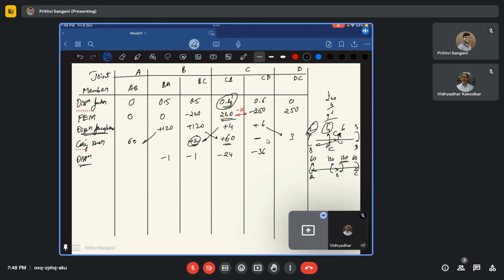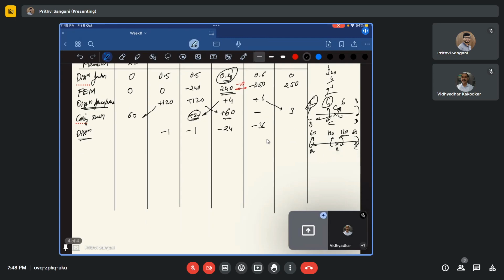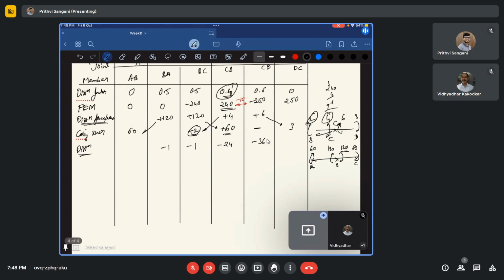Next, what do you need to do? You need to just again simply carry over, right? Because now you obtained moments in each member, so then it will be carried. So this will carry as minus 18, okay, and this will be carried as minus 12, and this will be carried as minus 0.5, and this will be carried as minus 0.5. So this is the carryover moment.